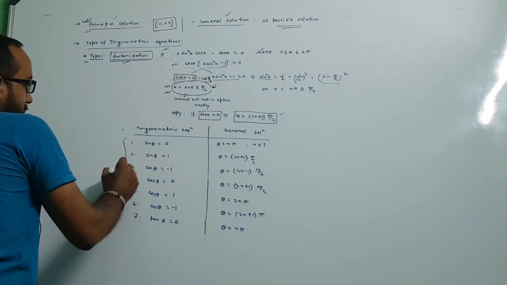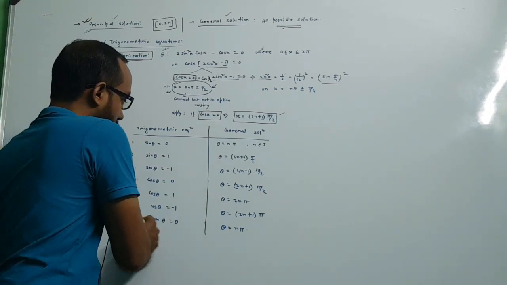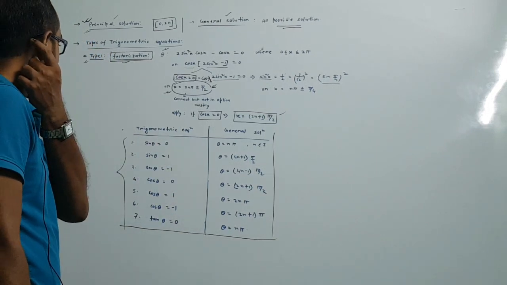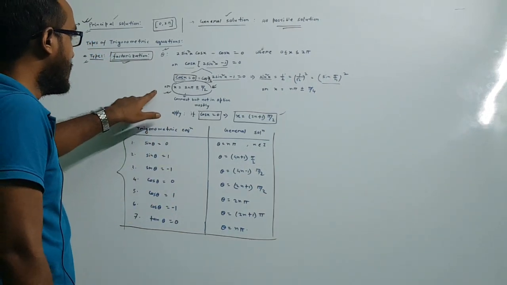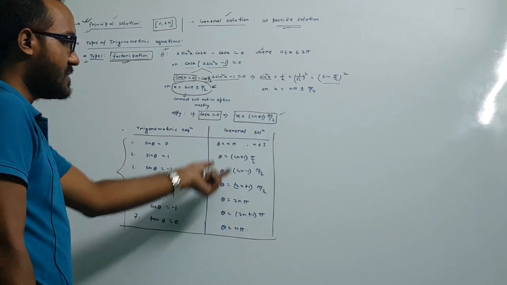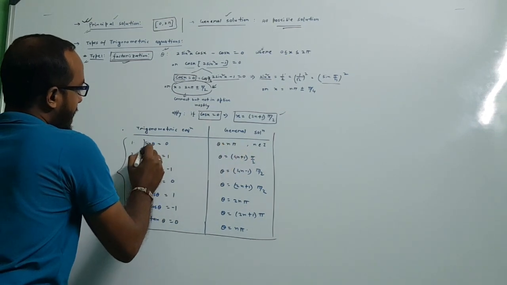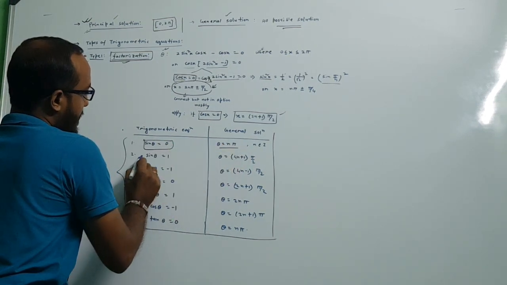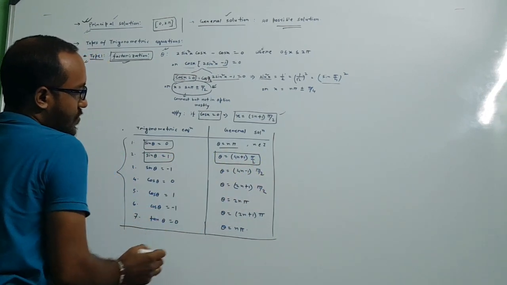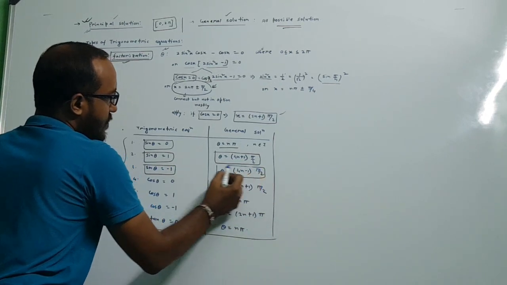So to summarize this general solution, which may come in your exam, and which you can see as an option, because we learned this thing in our board level lecture, but we haven't seen this type of general solution. So remember this: if sin theta equals 0, theta equals n pi. If sin theta equals 1, theta equals (4n plus 1) into pi by 2. If sin theta equals minus 1, theta would be (4n minus 1) into pi by 2.